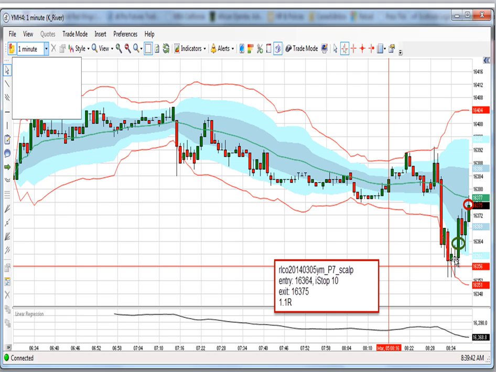I get a green, a doji, another green, and I get my entry at 16,364. I'm using a 10-cent stop. This shows at 8 cents, so the 10-cent would actually be down here, but this is a reasonable place to put it as well. We get the move. These are on 1-minute charts, so about 3 minutes later, I'm holding 1.1R. It's starting to stall in here, and I said, let me just grab my 1.1R and get money in the bank on the first trade.